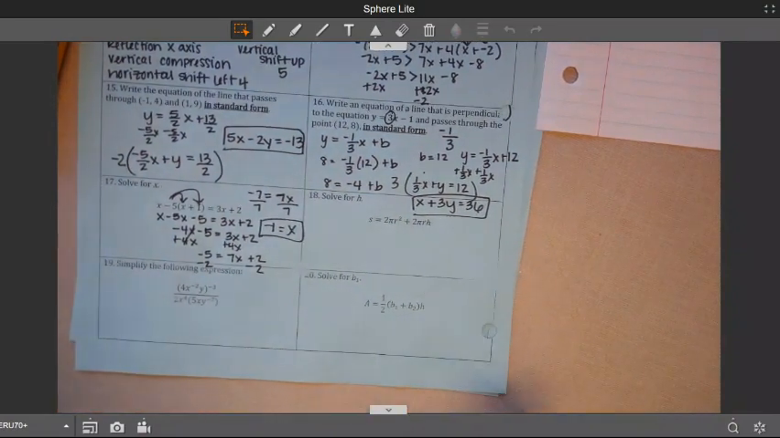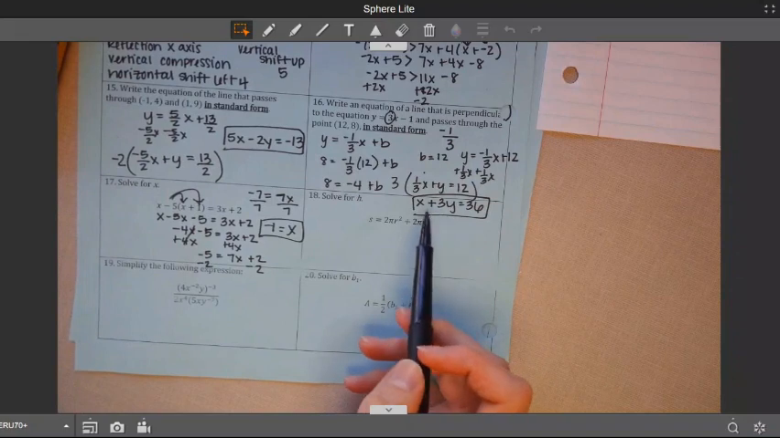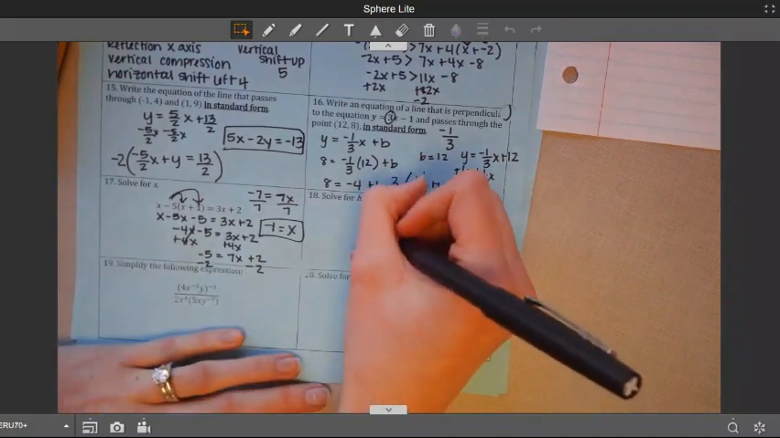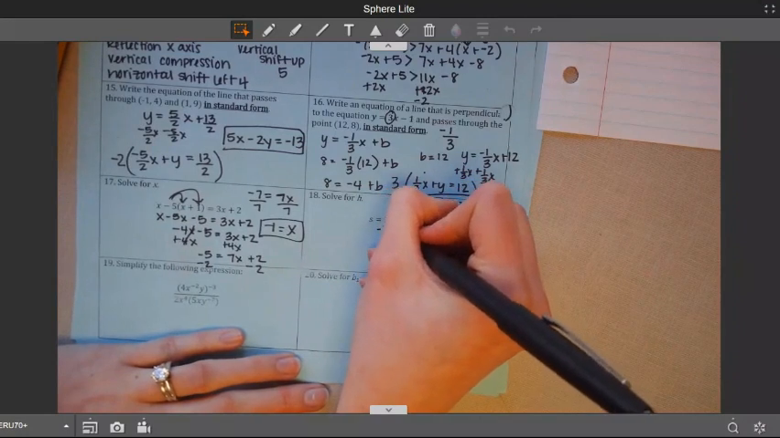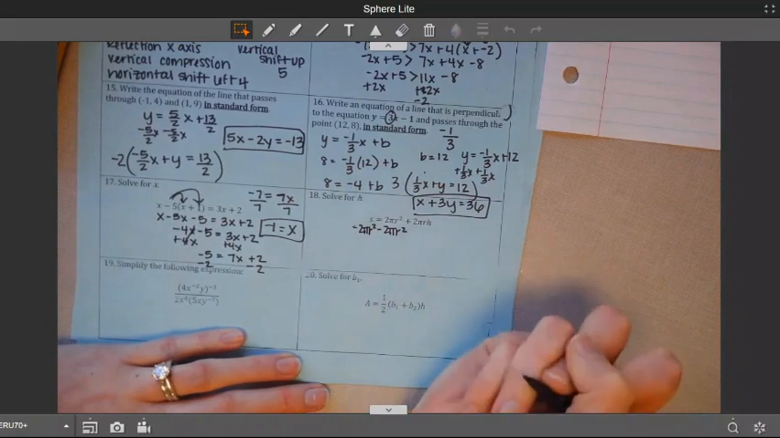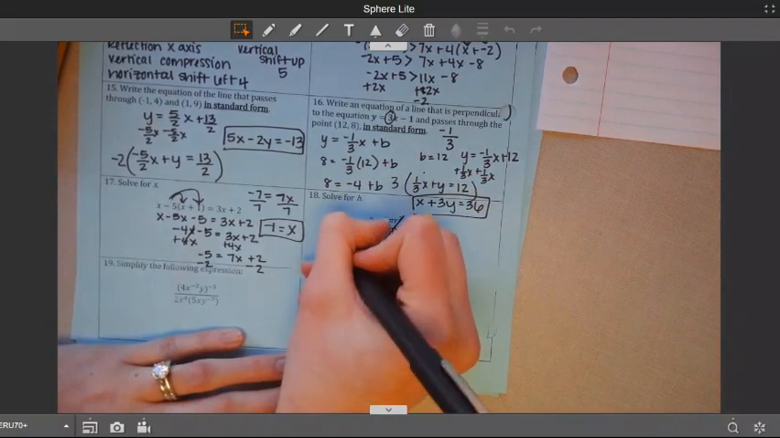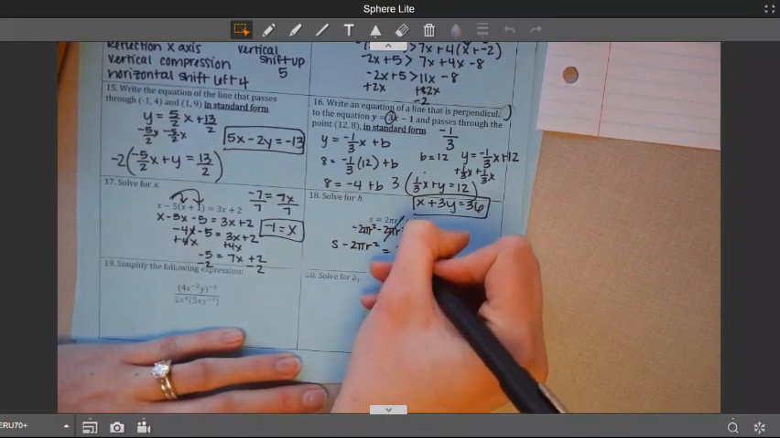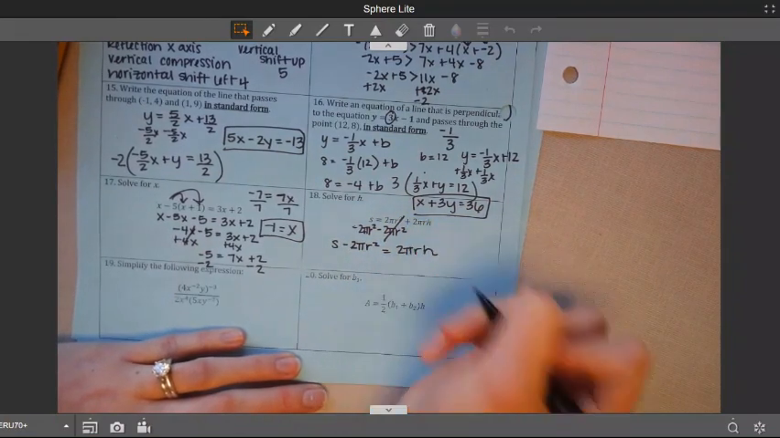Okay, 18, solve for h. Well, first things first, h is over here. It's connected to all of this, but I'm adding this. So I'm going to subtract 2 pi r squared from both sides first, because I want that to go away. So now I'm left with s minus 2 pi r squared is equal to 2 pi r h.